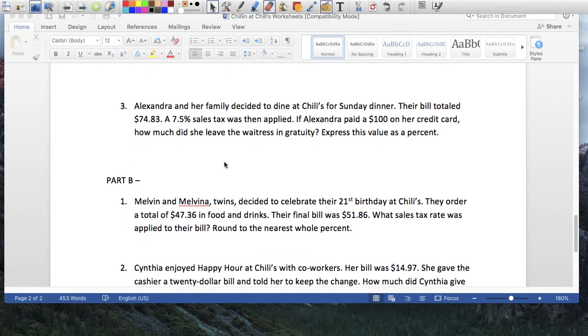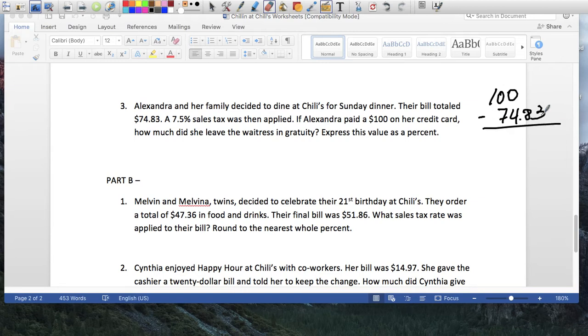Question 3. The Alexander family decided to dine at Chili's for Sunday. The bill total was 78. Okay, the tax, blah blah blah. So she paid $100 on a credit card. So the actual bill was 74.83. How much did she leave in tip?